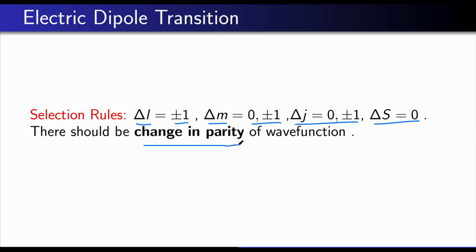A transition from even function to even function is not allowed, it is forbidden. Or the transition should take place from an odd function to an even function. A transition from odd to odd is not allowed. So there should be a change in parity of the wave function, and that is governed by the selection rules.